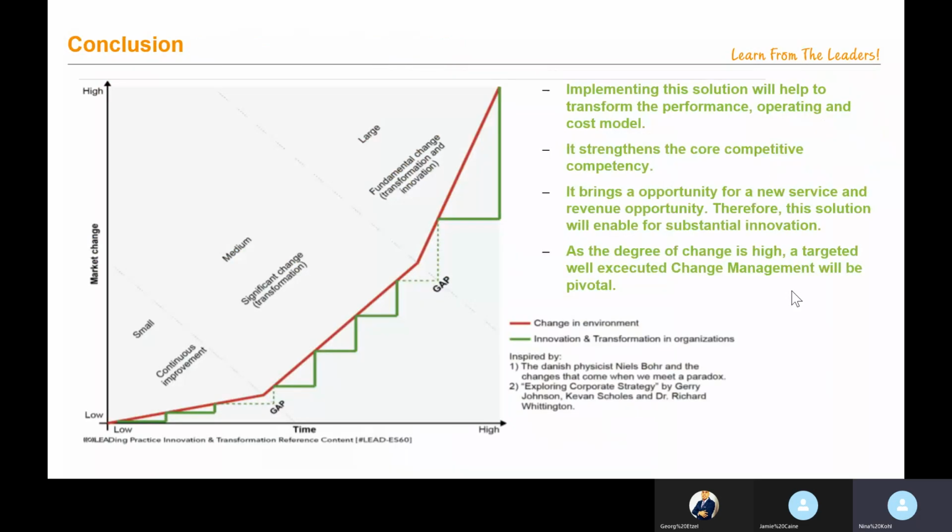To come to a conclusion, by implementing this solution, the image classification with convolutional neural networks, this will help you to transform the performance, operating and cost model. It also strengthens the core competency, and it brings the opportunity for new services and revenue, and therefore the solution will enable you to achieve substantial innovation. And as the degree of change is high, we will need a targeted and well-executed change management to implement this solution.